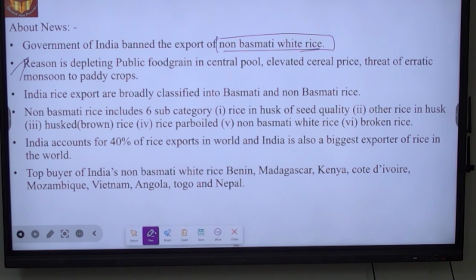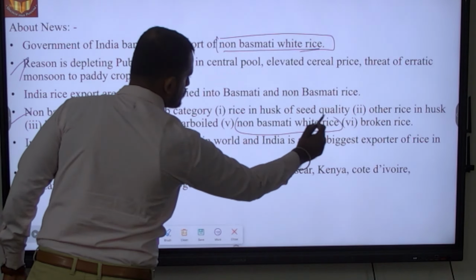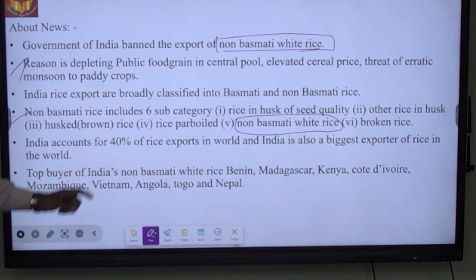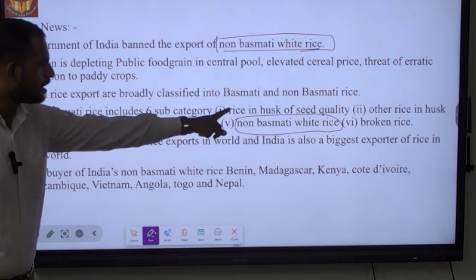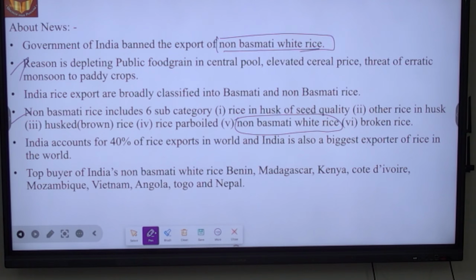India's rice exports are broadly classified into two types. One is basmati rice, second is non-basmati rice. The non-basmati rice itself contains 6 subcategories. First is rice in husk of seed quality, second is other rice in husk, third is husked brown rice, fourth is parboiled rice, fifth is non-basmati white rice. This is the only one they are banning. And sixth is broken rice. Apart from the fifth, the others are free to be exported.